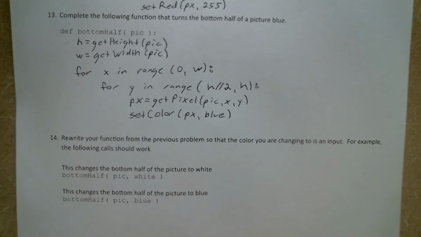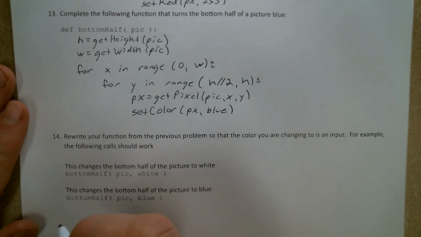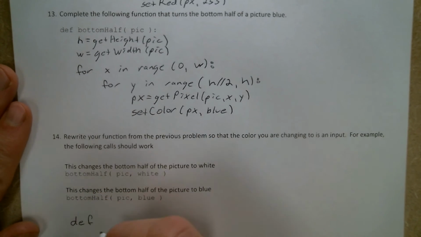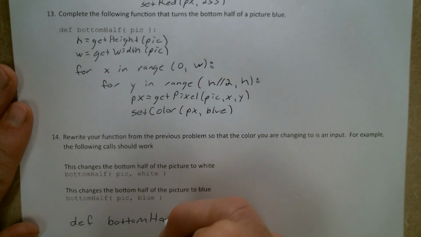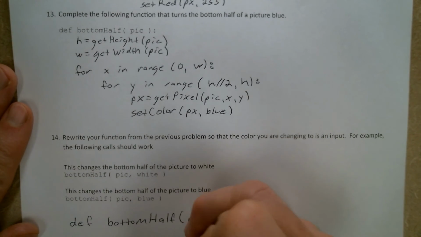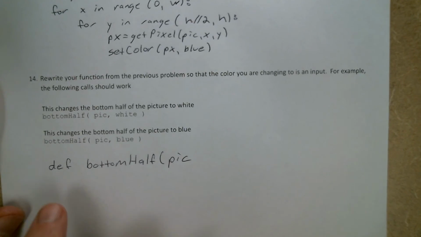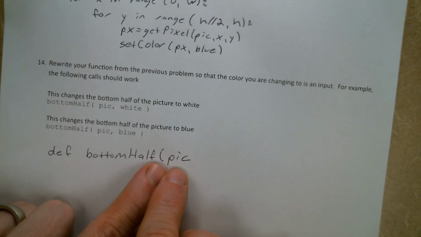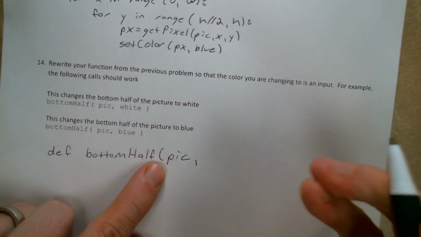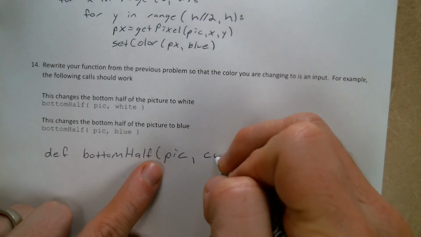Now, 14 asks me to rewrite that, but changing it so the color is an input, so that instead of always being blue, I could specify the color that I wanted. All right, so if I rewrite this, I now need a second input inside of my function. It already has one input, the pic. It now needs a second input, the color.